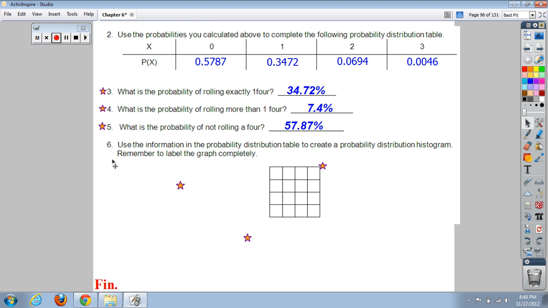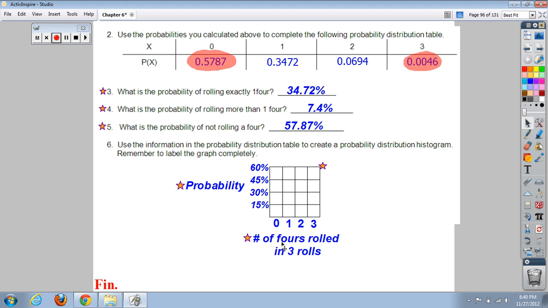Use the information in the probability distribution table up here to create a probability distribution histogram. So, if we talk about probability being our y-axis, as it always is, notice I went by 15% here, just because I knew my maximum was this, and my minimum was, well, it's almost 0. So my maximum is what kind of decided my spacing here. And then down here we have our x random variable of having 0, 1, 2, or 3 4s in 3 rolls. And if I now take my 4 probabilities here and fill them in, I have a very strongly skewed right distribution.